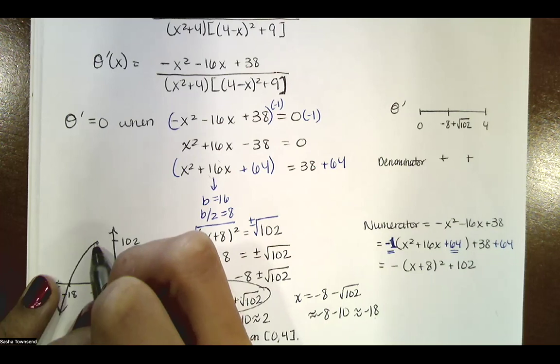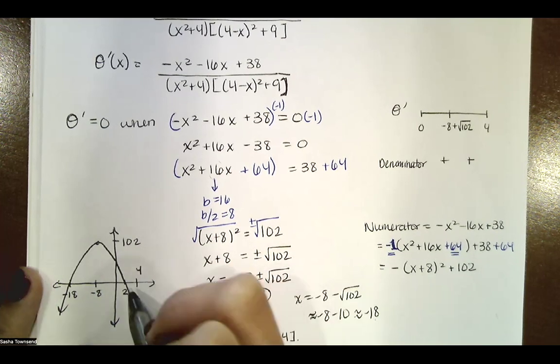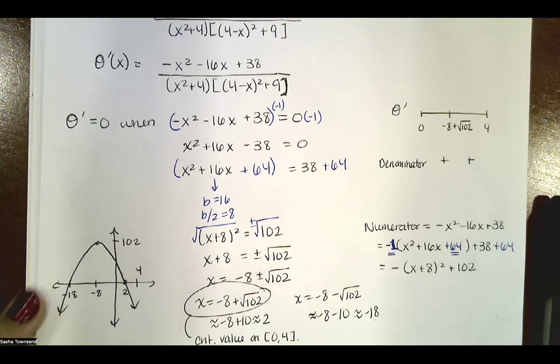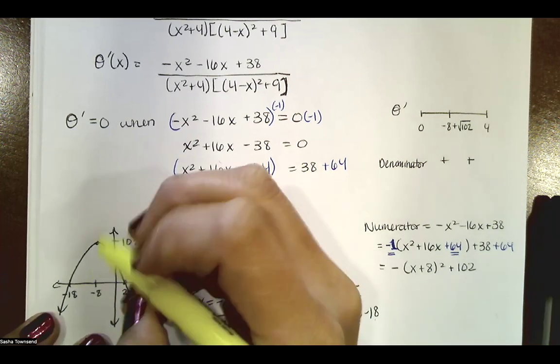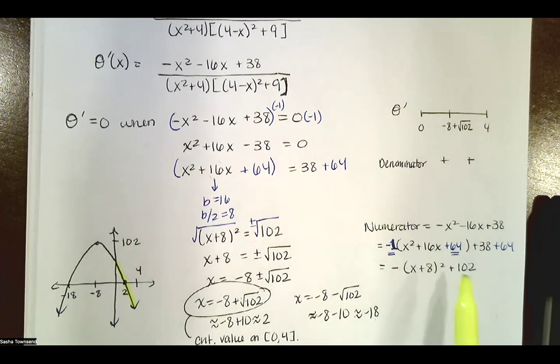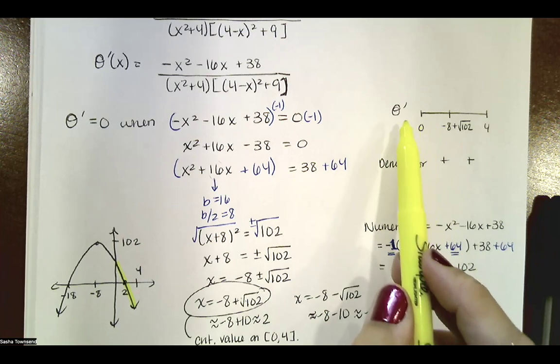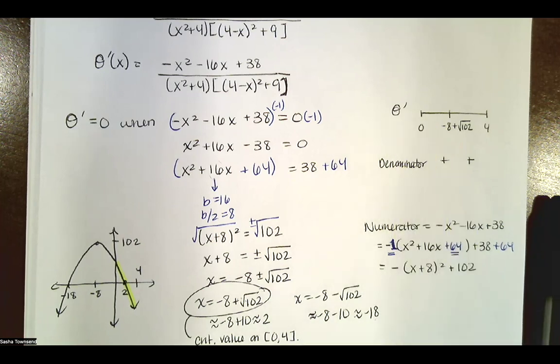So roughly, the graph is going to look like this. And we're really only interested in the graph on this interval from 0 to 2. So this is our function. That's not the whole derivative, but it's just the numerator of the derivative, and the numerator of the derivative determines the sign of the derivative because the denominator is always positive.